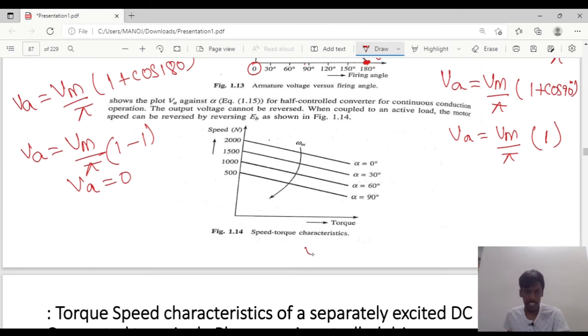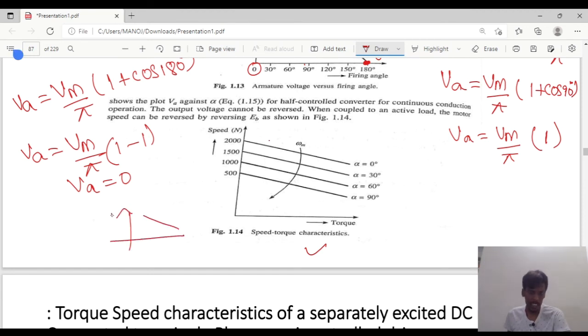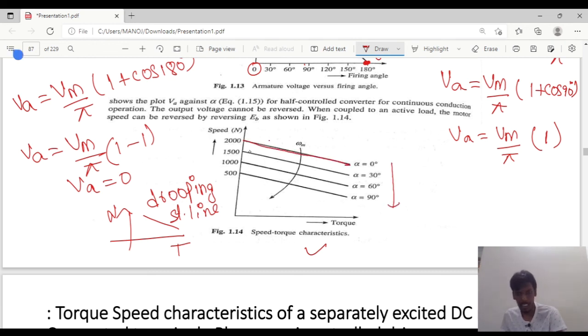Next, speed torque characteristics. As we have discussed earlier, the separately excited motor characteristics are drooping straight line characteristics. Drooping means decreasing straight line. Here also, while changing the firing angle from 0 to 90, the speed will decrease. So I can represent this as a decreasing straight line. While changing the firing angle, the speed also decreases. So this can be represented with speed torque characteristics.